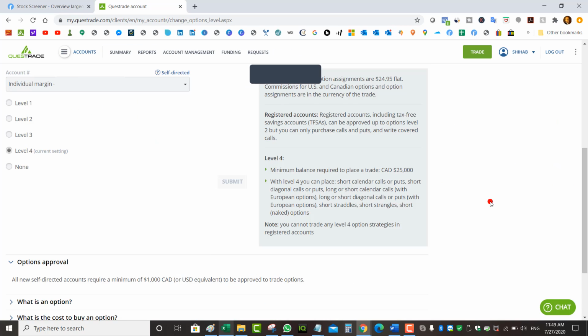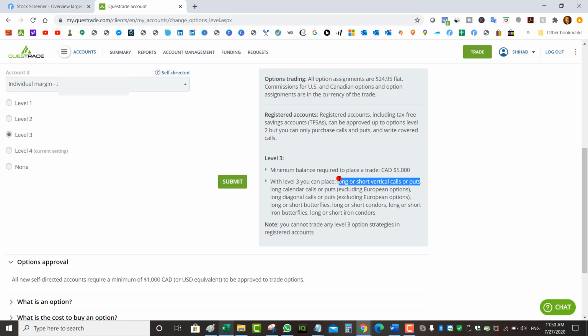short-term direction. Now, to be able to trade debit spreads with Questrade, you need at least level 3 options with your account within a margin account. You cannot do debit spreads in a registered account, only in a margin account with level 3 options. And if I click on level 3, you could see the minimum balance required to place a trade is $5,000. So you need at least $5,000 Canadian equity in your margin account to get approved for level 3 options and to be able to do debit spreads. And you can see here long or short vertical calls or puts. That's debit spread. And to choose your level 3 options, it's under account management.